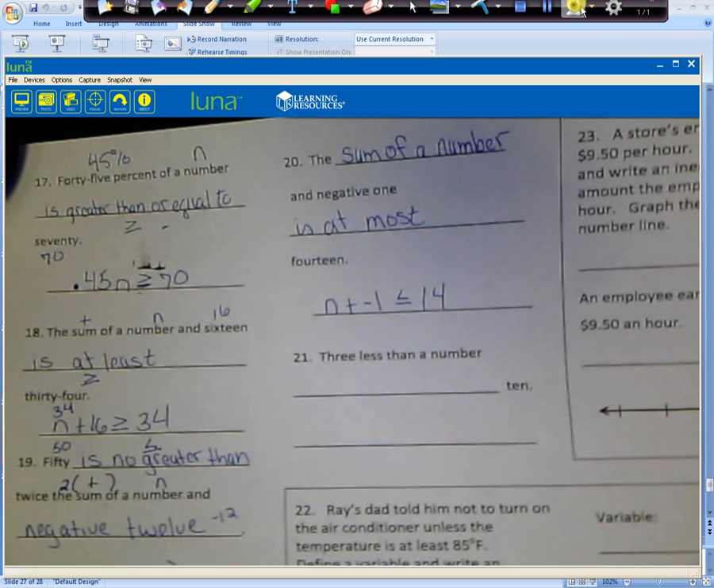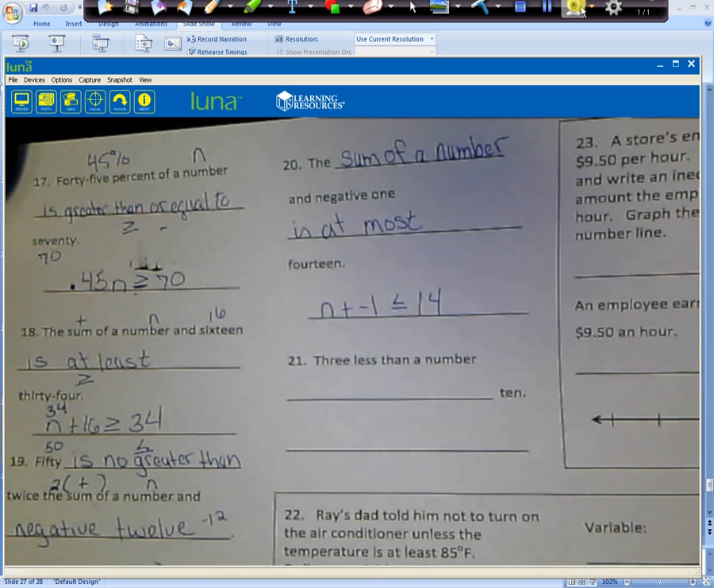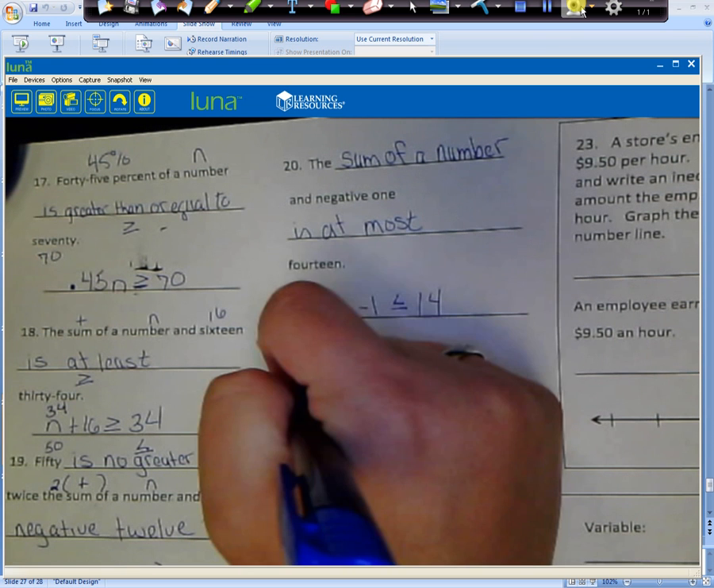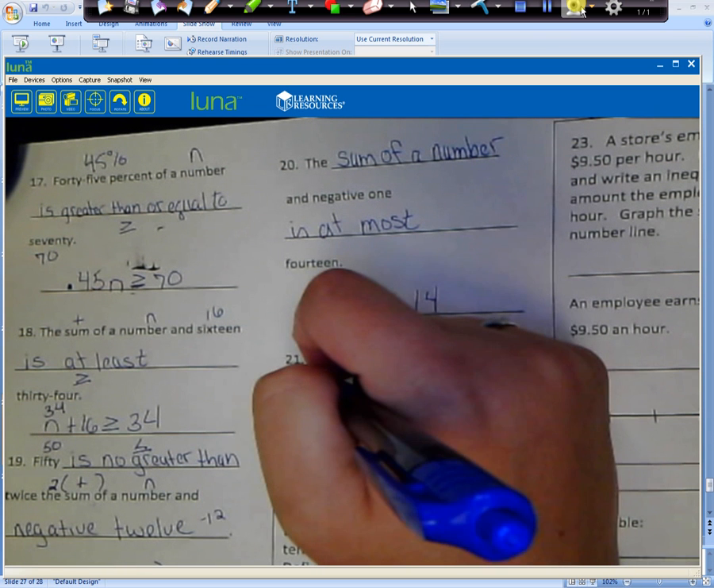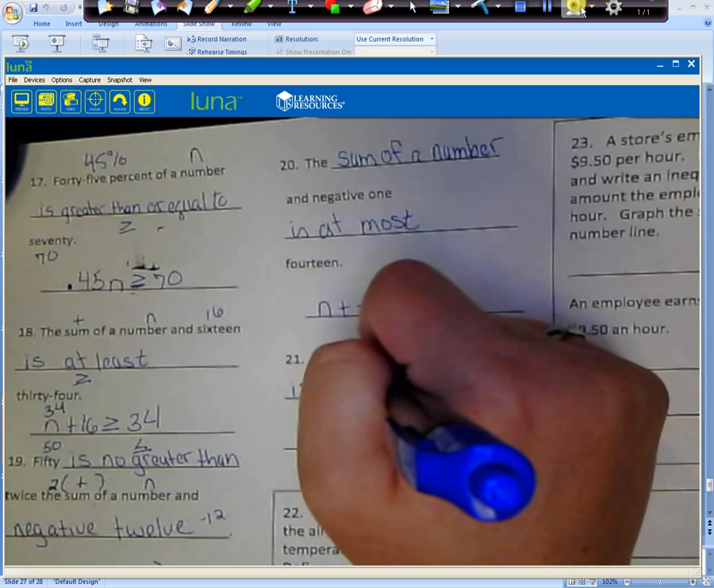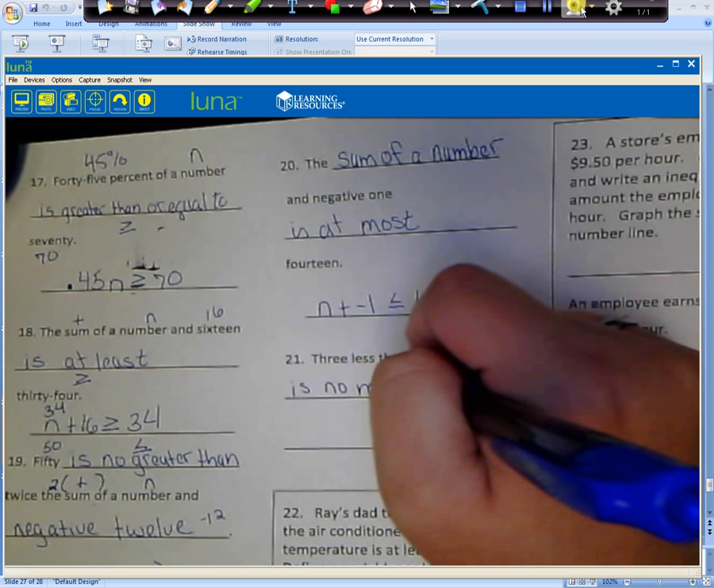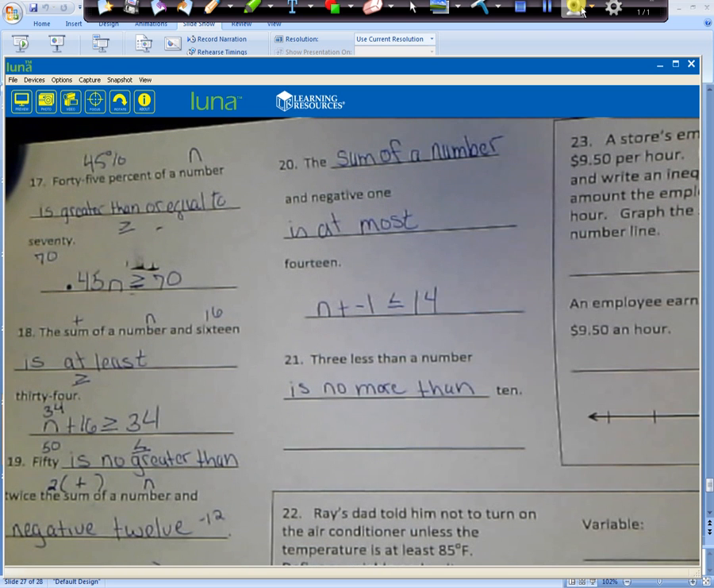All right, number 21. 3 less than a number is no more than 10. Go ahead and take a minute and try this one on your own. So pause the video and try it. Hopefully you've had a minute to try this one.